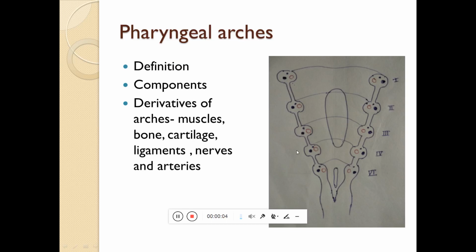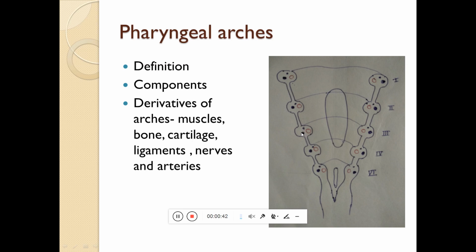So derivatives of the second arch: muscles of facial expression, and the nerve of this arch is the facial nerve. The skeleton or cartilage of these muscles mostly start with S. They are the stapes bone, styloid process, smaller cornu of the hyoid bone, and the upper or superior part of the body of the hyoid bone. All start with S. The cartilage or skeleton of the second arch all start with S, and also the stylohyoid ligament.